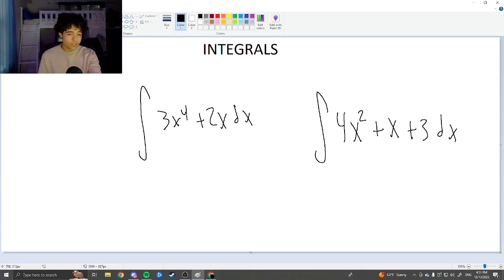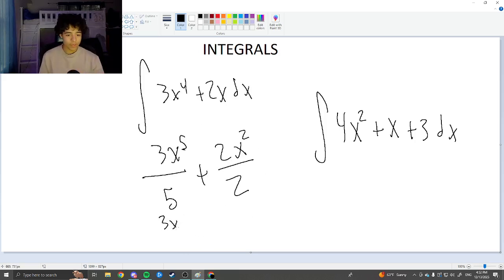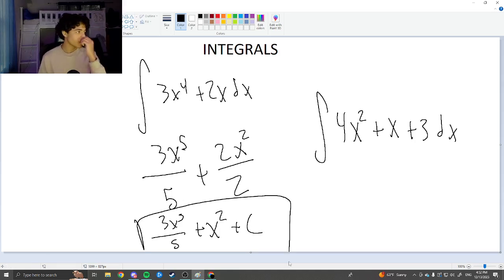First thing you do is add 1 to the exponent. So you're going to get 3x fifth, and then over whatever your new exponent is, in this case 5, plus 2x, you have to add 1 to the exponent, squared, over the new exponent, which is 2. Then we can simplify this more. We'll get 3x to the fifth over 5 plus x squared. And then at the end, since there's no numbers here, you have plus c. And this is going to be your integral.